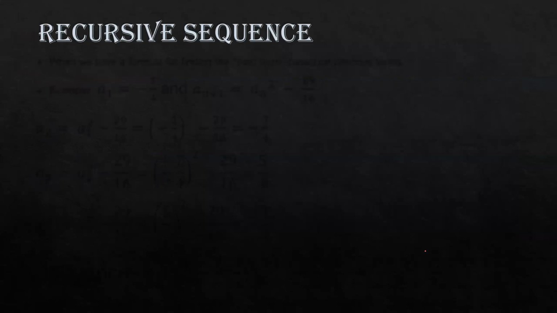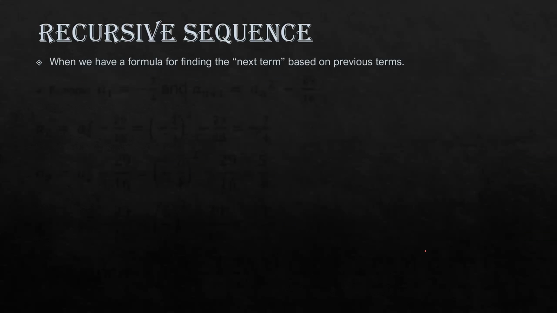Okay. Now, another way that we see sequences would be recursive, meaning we have a way to find the next term based on the previous terms. For example, in this sequence, A1 is given to you, the initial value is -1/4. And in order to find a sub n plus 1, which is the next term, you would take a sub n, the previous term, squared, minus 29 over 16. Okay, so that is a recursive sequence.